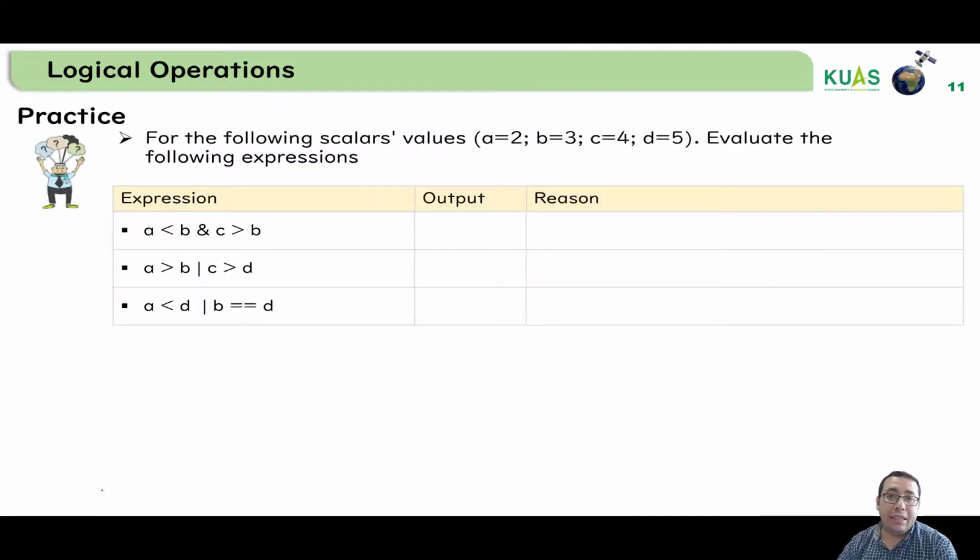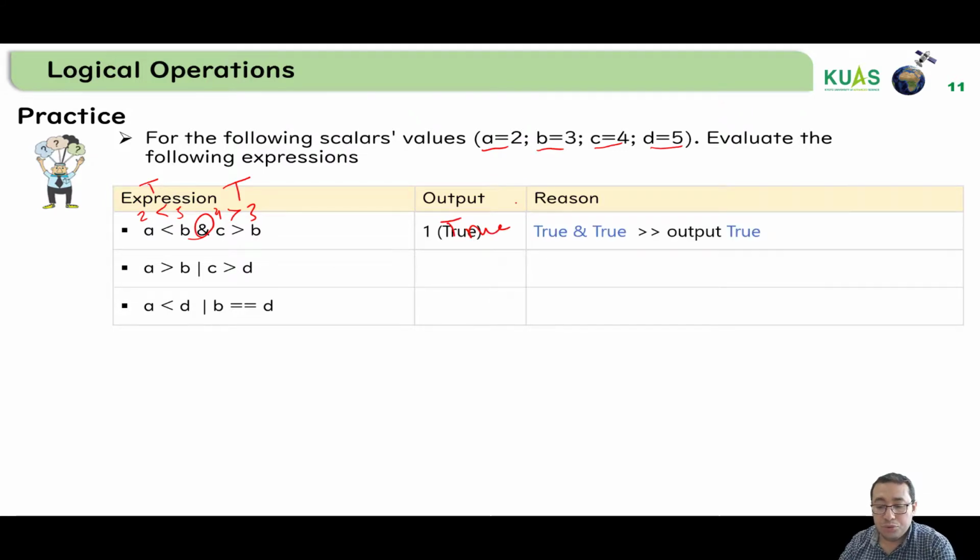Let's consider this example. For the following scalar values, we have A equal 2, B 3, C 4, D 5, and we need to evaluate the following expressions. The first one: A less than B and C bigger than B. So A is 2, B is 3, so 2 less than 3, that's true. And the right one is C, which is 4, is greater than B, which is 3. Is 4 greater than 3? That's true. So true and true, the output will be true.